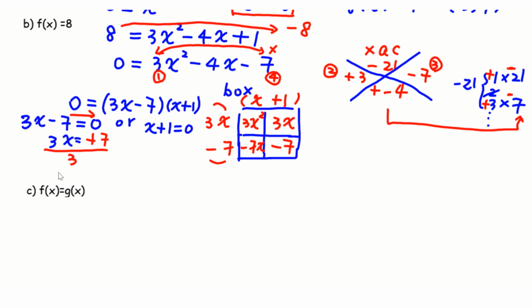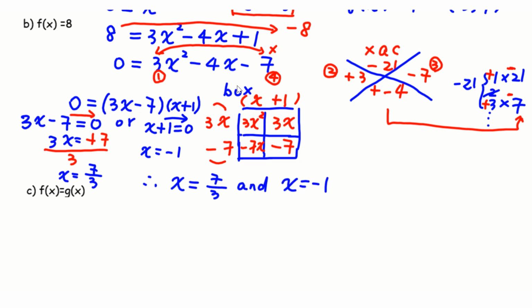So this is one of the inputs that will give you output for f of x, 8. And this one, just move the plus 1 to the other side, give you negative 1. So therefore, the input could be x equals 7 over 3 and x equals negative 1. Both will give you the output 8. So on the graph, you will have 7 over 3, 8, and also negative 1, 8. They are the 2 points on the graph.